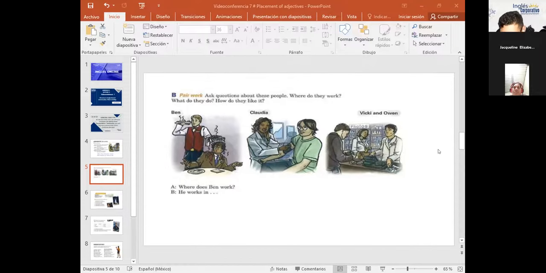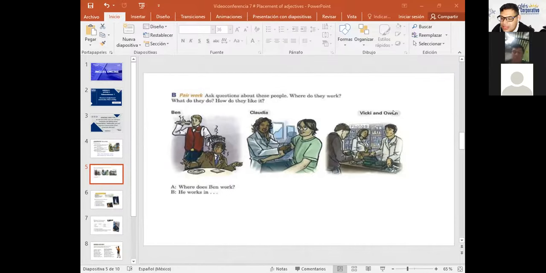O vemos a Vicky and Owen, que son como, dice photos. Entonces puede ser que sean como, ¿qué? ¿Fotógrafos? ¿Creen ustedes que podrían ser fotógrafos? Yo creo que una farmacia. Solo que dice el fondo, dice photos. Es como un photo studio, ¿verdad? Ajá, puede ser photo studio. Where do they work?